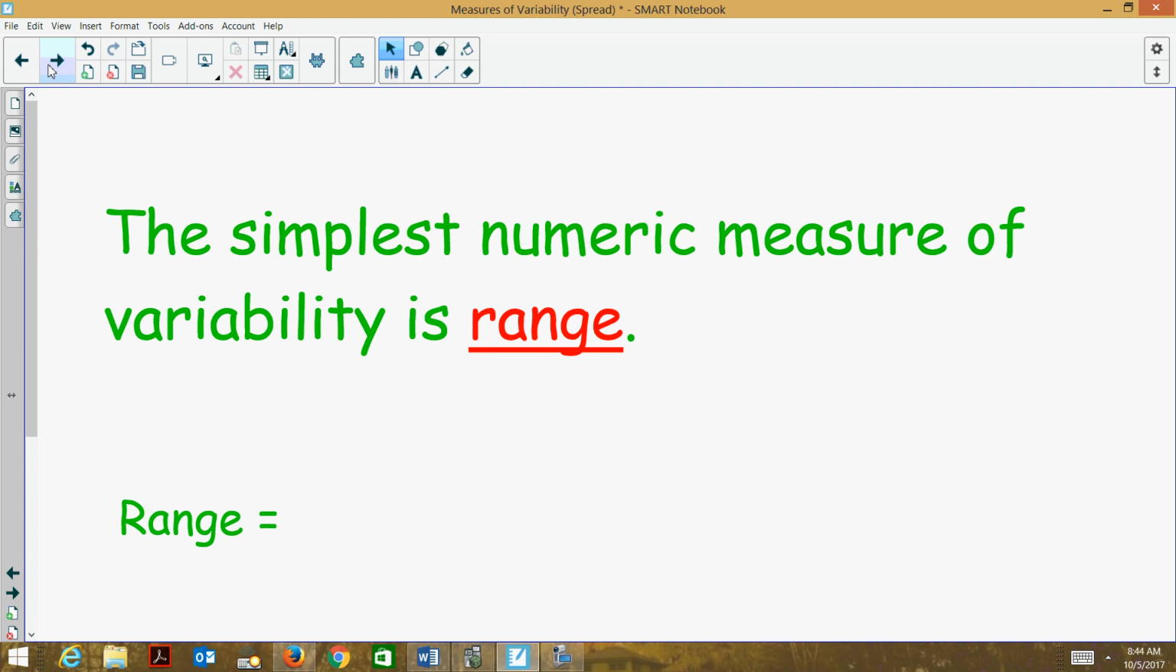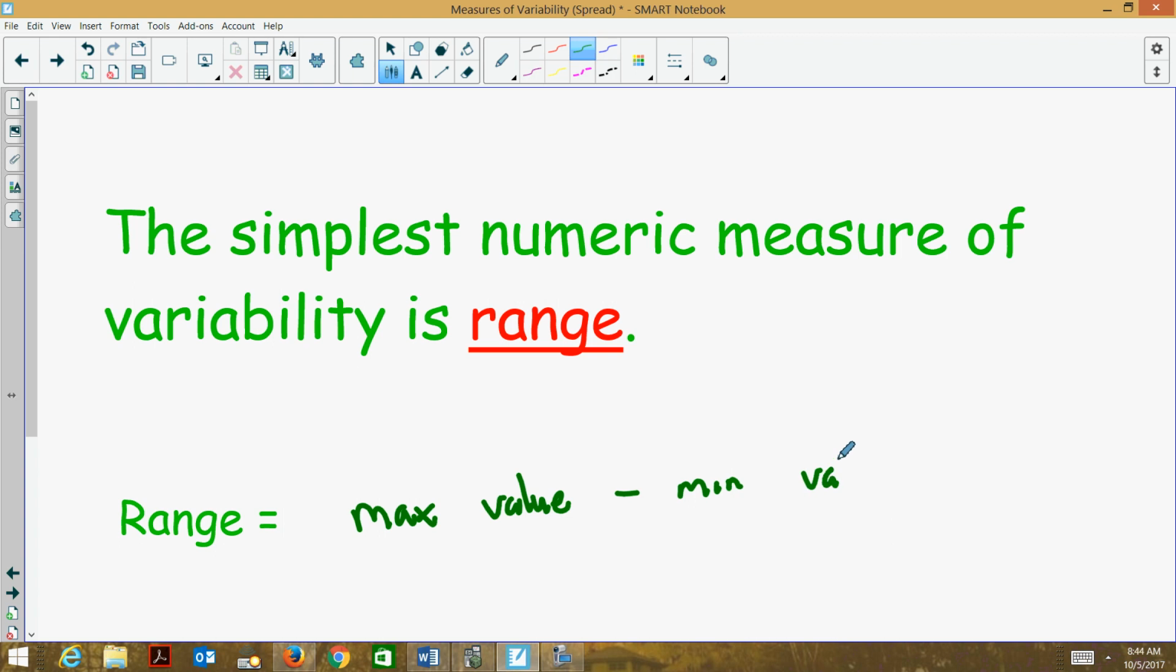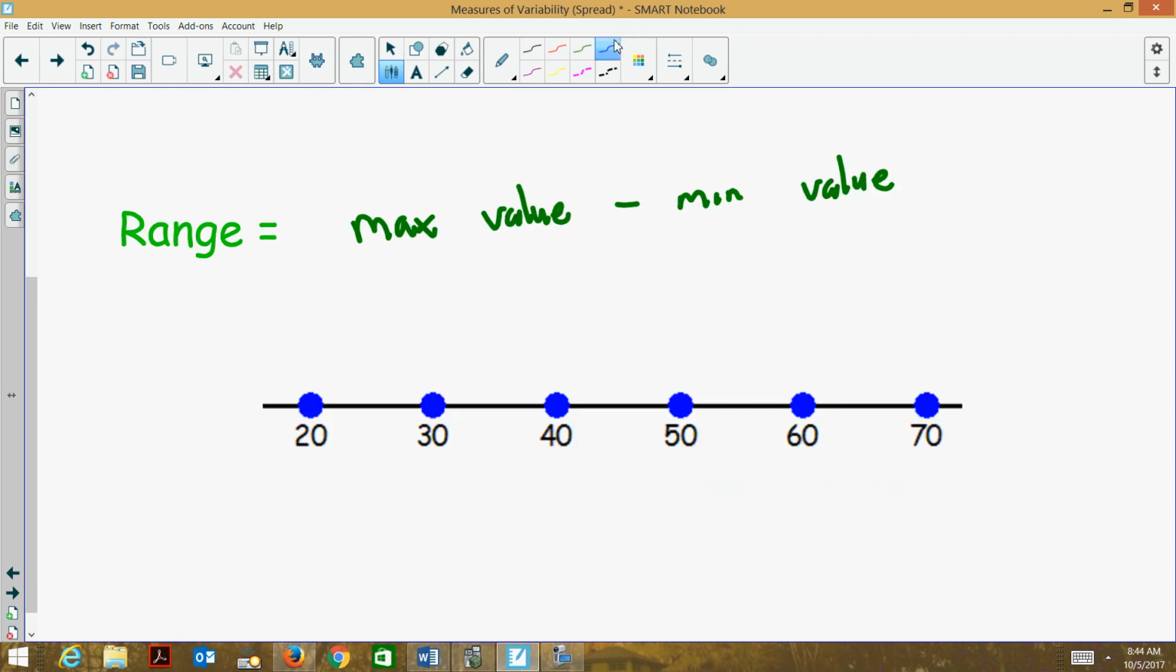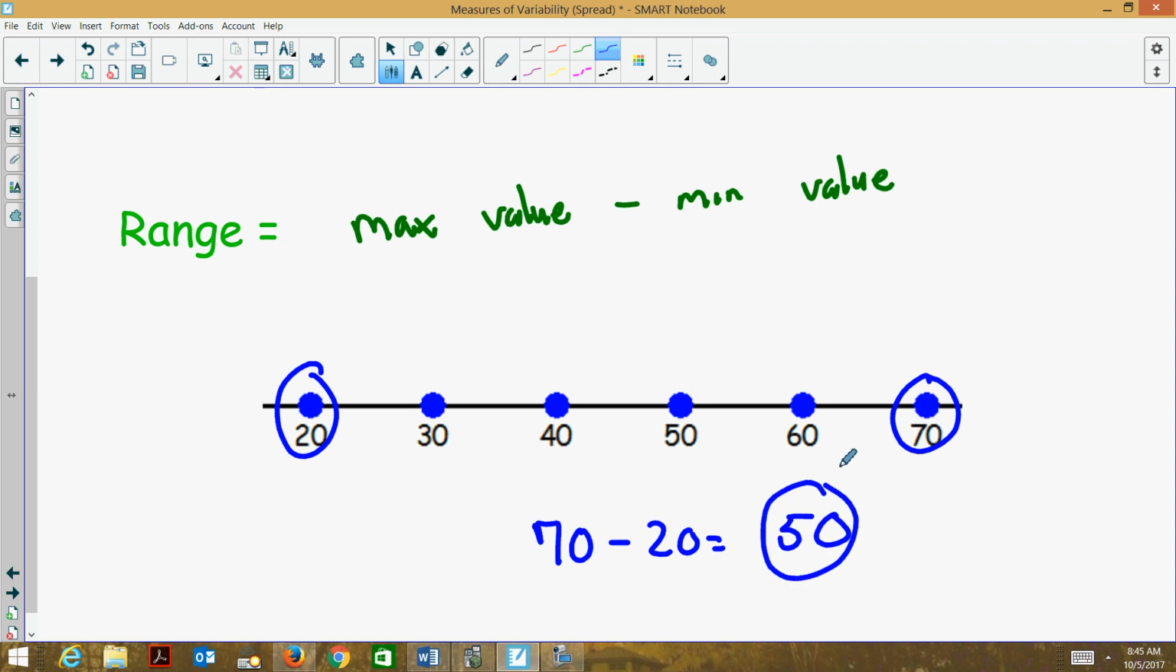So the simplest numeric measure of variability is the range. The range of a data set is taking the maximum value and subtracting it with the minimum value. The range is only one value, okay? So in this data set of six different numbers on a number line, I would take the minimum value and the maximum value and find the difference between the two. So here, the range is 50.